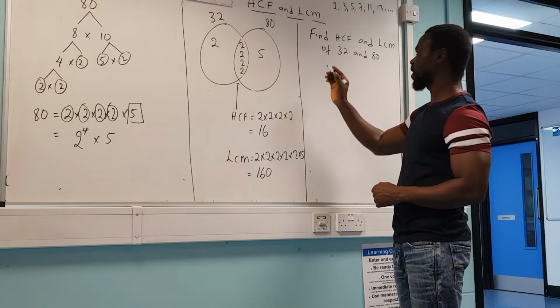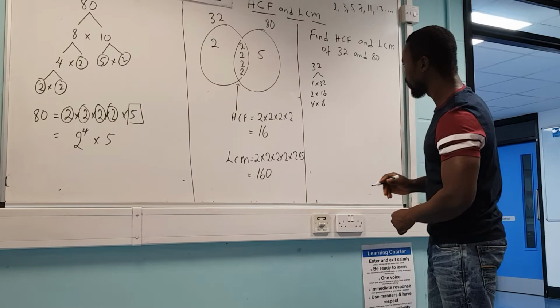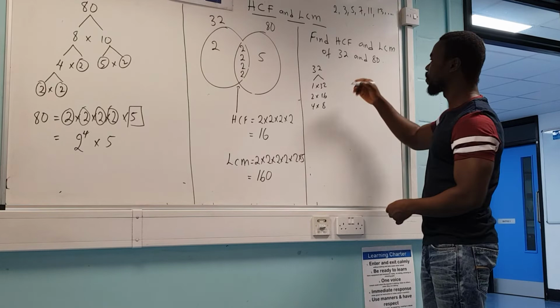So let's go to the factors of 32. Factors of 32 are 1 times 32. I'm doing this quickly. 2 times 16. We could have 4 times 8. Okay, 4 times 8. Now let's look quickly at factors of 80. I may not list all of them, but let's see.